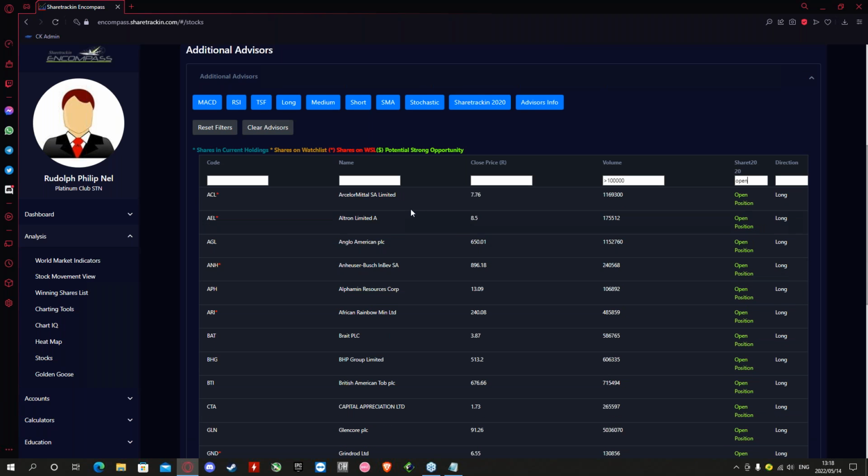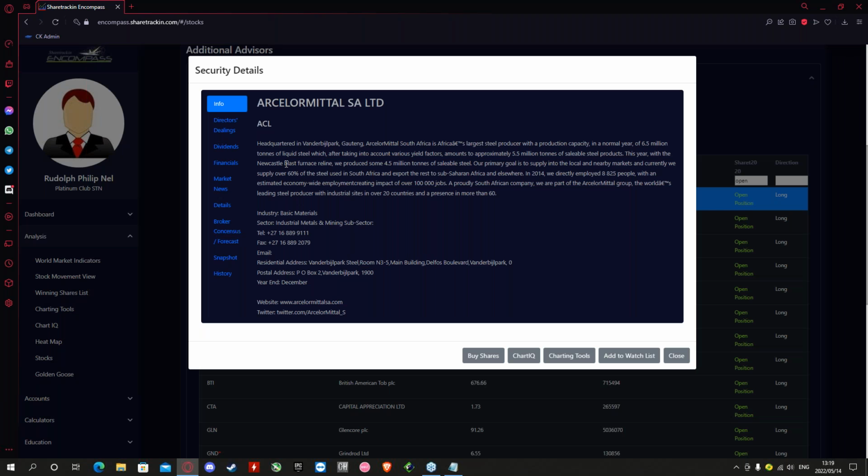If I want to go and analyze the share now, the filtering is easy. Once again, Sharetrackin 2020, just enter your volume greater than 100,000 and enter the word open, and it will give you a list of shares that you need. So the filtering is really plain and simple, straightforward for the CFDs. All you need to do is select your share. Once again, it's going to give you security details with the name of the company, the code of the company, and a bit of background information.